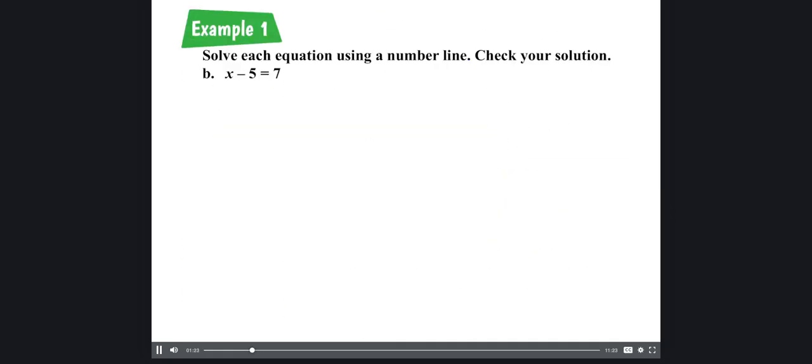Problem B. We'll do this problem together. X minus 5 equals 7. Again, start with the value that the equation equals, and then determine which direction to move to find the missing value. The equation is set equal to 7, so we will start at that value on the number line.